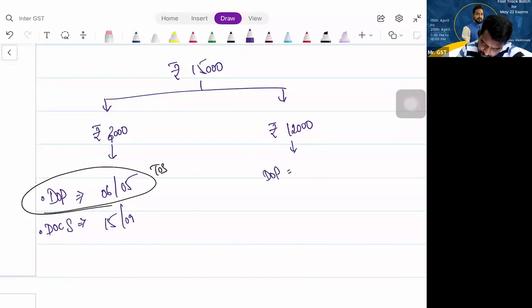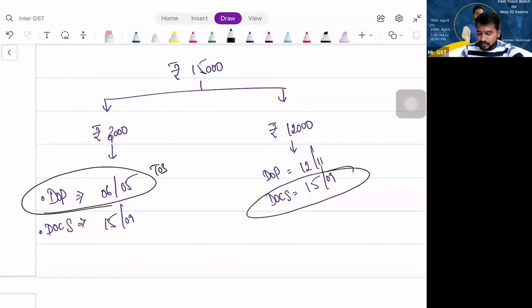For this 12,000, what is the date of payment? 12th November. Date of completion of service? 15th September. So whichever is earlier is the time of supply: 15th September. Is that clear for everyone?